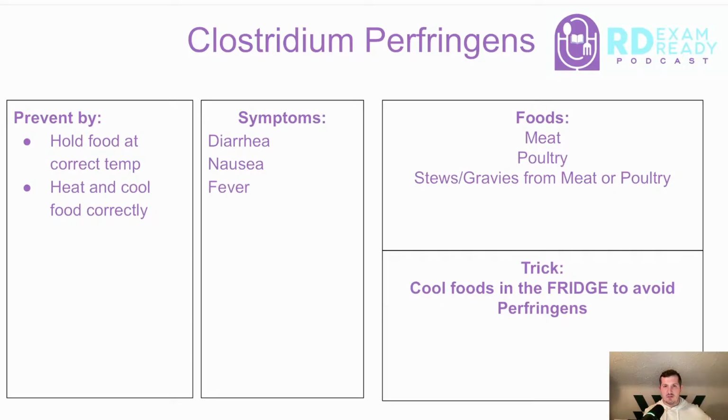For our trick for this one, I was trying my best to think of something clever, and I'm not always the most clever. So here's my trick: cool foods in the fridge to avoid perfringens. I saw the "fringe" of perfringens and I thought of the word fridge. It kind of looks like the word fridge. So I was like, fringens, fridge. Cool foods in the fridge to avoid developing this foodborne illness. I'll check my book too as I go through, see if I can throw some cool facts at you guys.